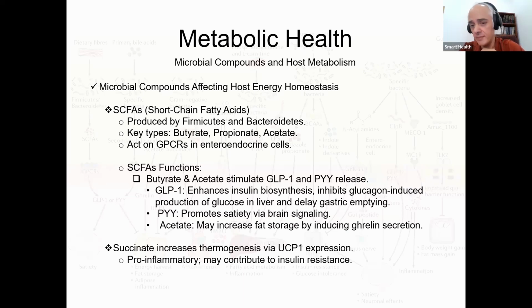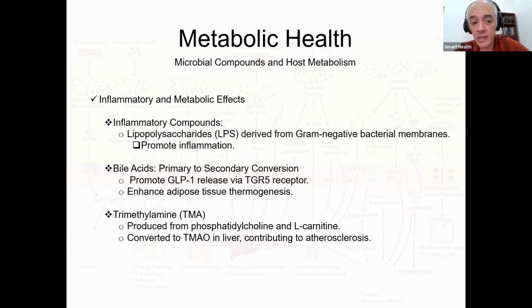There are other compounds that are produced. Acetate, for instance, increases fat storage by inducing specific compounds like renin. We also have inflammatory compounds produced, like lipopolysaccharides. There's a conversion of bile acids from primary to secondary. The secondary bile acids promote GLP-1 as well, and also adipose tissue thermogenesis. There are also other compounds that are produced, like TMA, trimethylamine, which results in the production of TMAO, contributing to atherosclerosis.